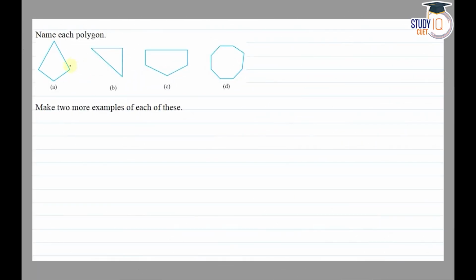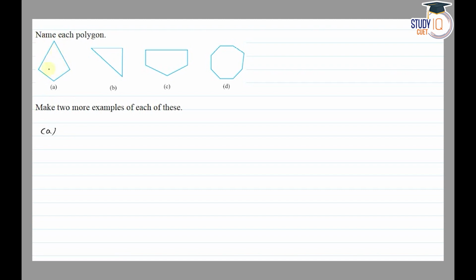Hello everyone, this question appears in Class 6 NCERT chapter of Understanding Elementary Shapes. This is the second question of its exercise 5.8. So the question says that name each polygon. So part A is here.